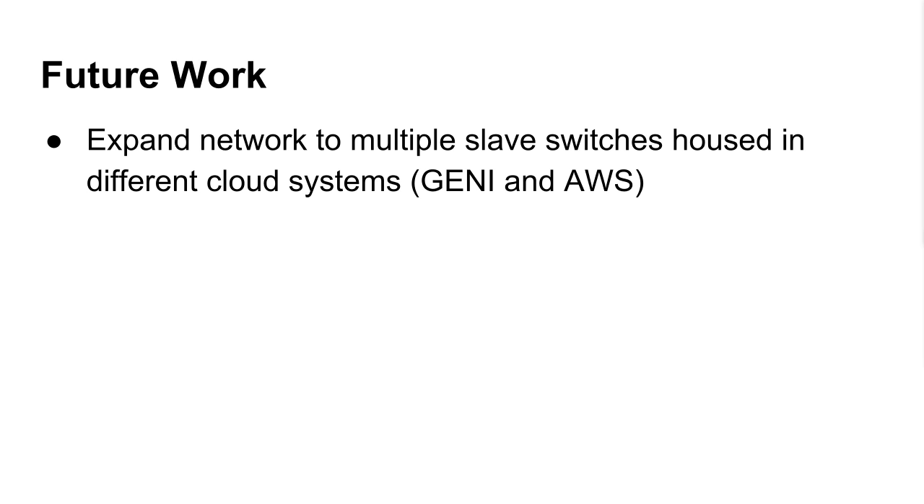Other future ideas that we'd like to see implemented at some point would be expanding the network to house many more switches, including switches on different cloud systems, like going between Genie and AWS or other services. Another idea would be to add a load balancer to the controller, because the controller could be a potential point of vulnerability, and you'd like to make sure that if a failure does occur, it doesn't bring down your entire network.